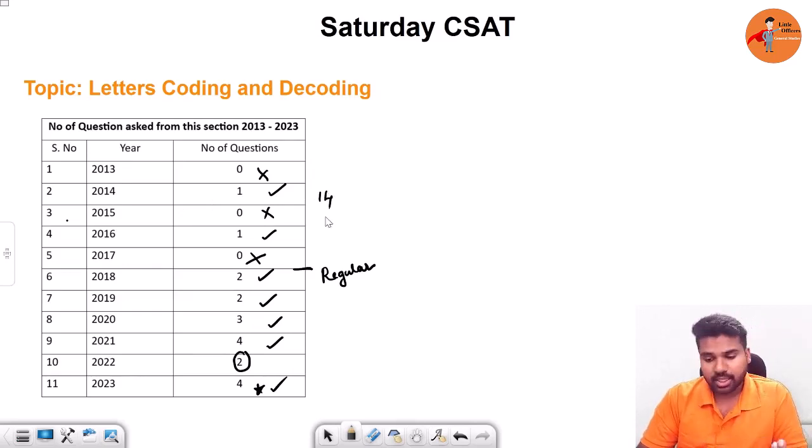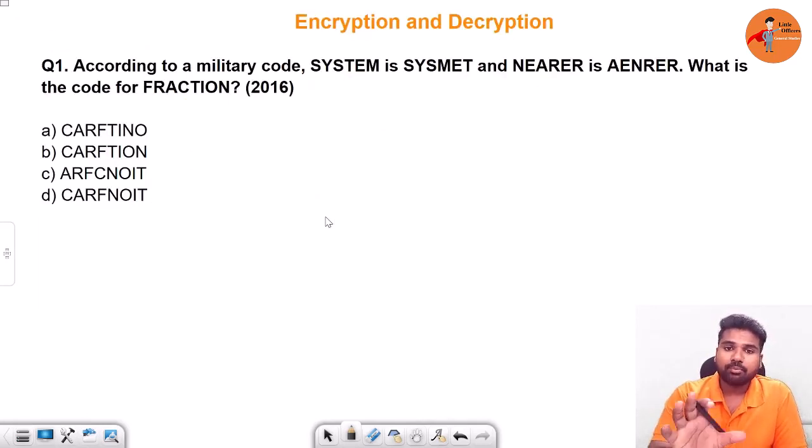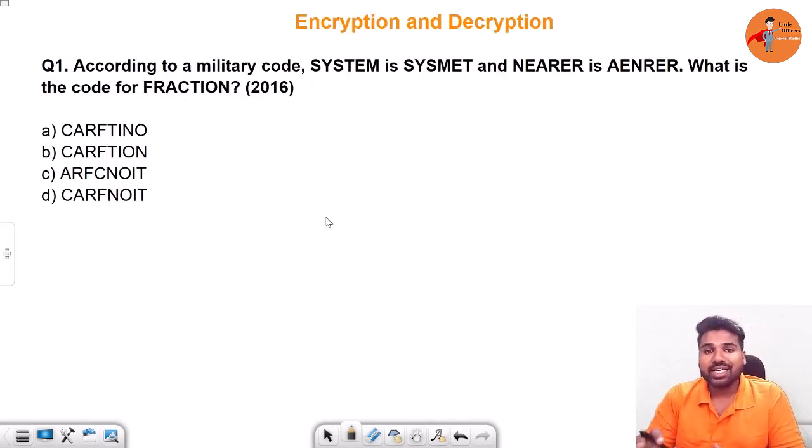Okay. So let us look at those questions one by one, taking first the encryption and decryption type. See, what is the meaning of encryption? Something has been coded into something else with a logic behind it. If you know the logic, if you can understand the logic, you can decrypt it, meaning you can decode it. Simple as that. So first question, let us look at it.